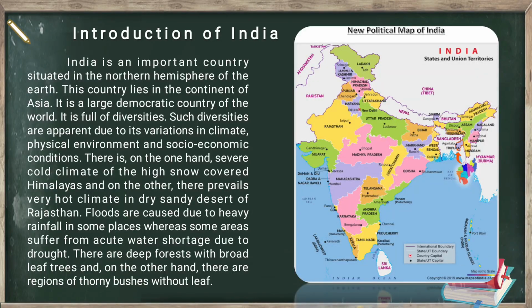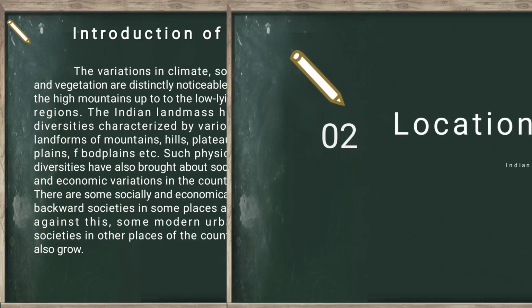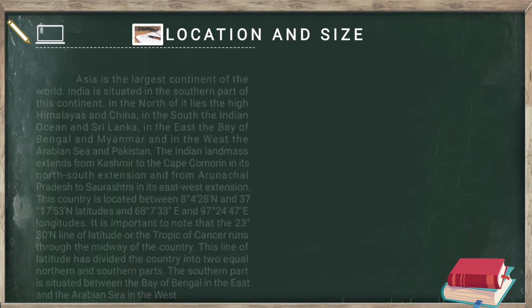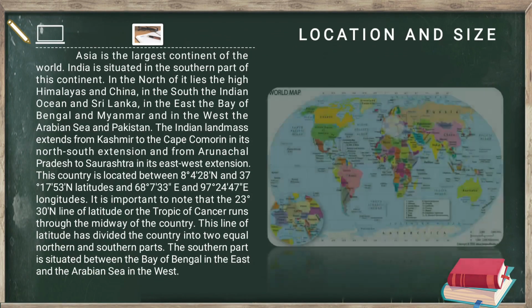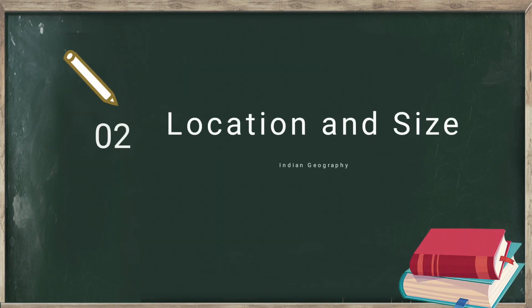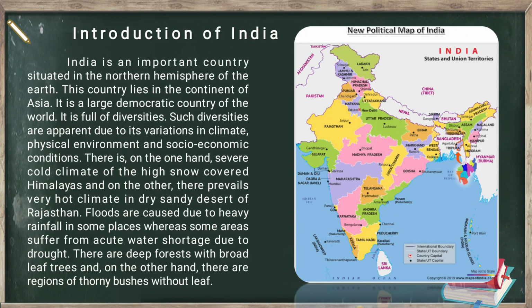So this is the map of India. Where is the continent of Asia? See? This is the continent of Asia. And where is India? It is in the southern portion. Okay. So India is an important country situated in the northern hemisphere of the earth. This country lies in the continent of Asia.